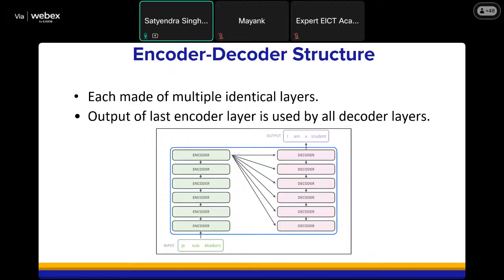Then it is given to multiple encoder layers, and the output of each encoder layer is passed to the next encoder layer as input. Towards the end, the output is given to the different decoder layers, where the decoder layers calculate the output. The output of the last encoder layer is used by all decoder layers. This encoder decoder architecture is made up of multiple identical layers: on the encoding side, you have multiple encoder layers, and on the decoder side, you have multiple decoder layers.